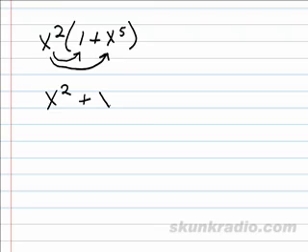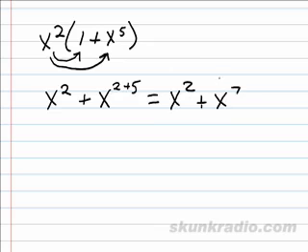is going to be x to the 2 plus 5. And I can rewrite this by saying x squared plus x to the 7th. And that's pretty much the answer there.